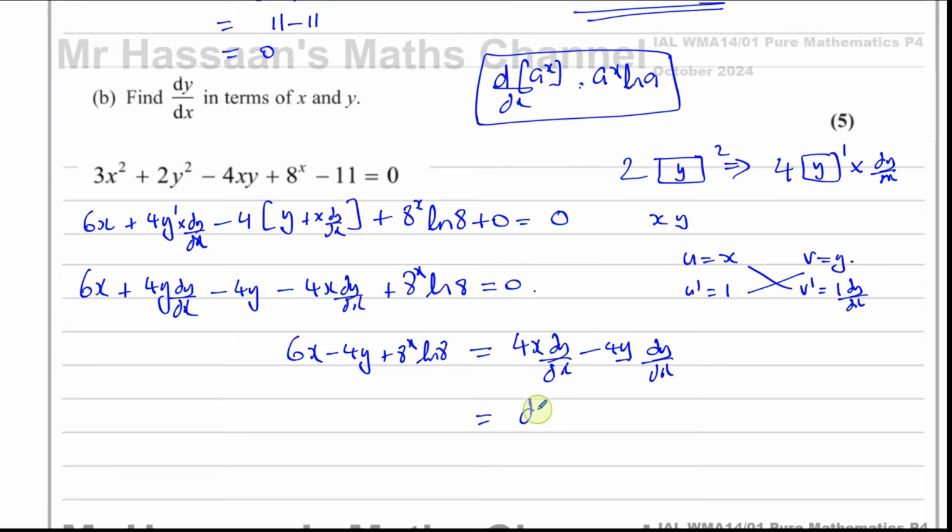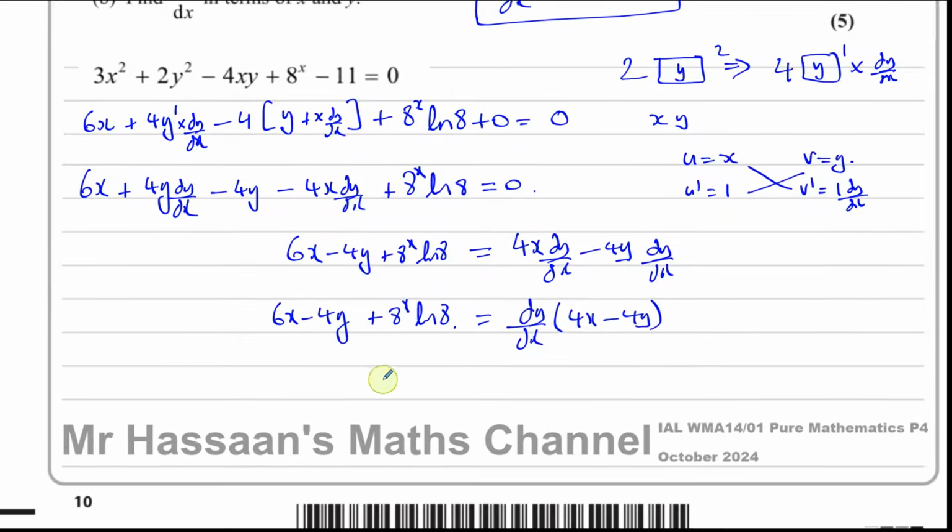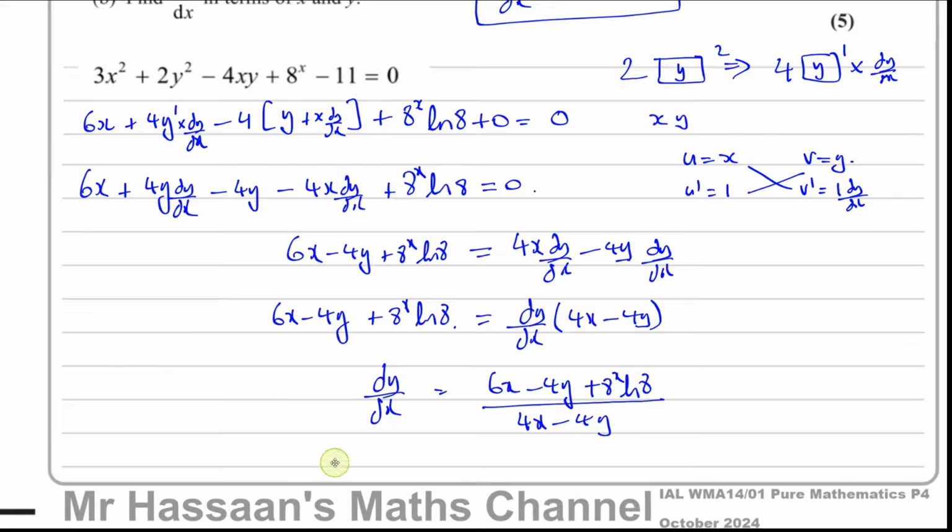And now I can take out dy dx as a common factor on these two terms. So I've got dy dx times 4x minus 4y equals 6x minus 4y plus 8 to the power of x ln 8. Okay, and then I can just divide by 4x minus 4y. So in the end, dy dx is going to be all of this, 6x minus 4y plus 8 to the power of x ln 8 over 4x minus 4y. Okay, and there we have our final answer.